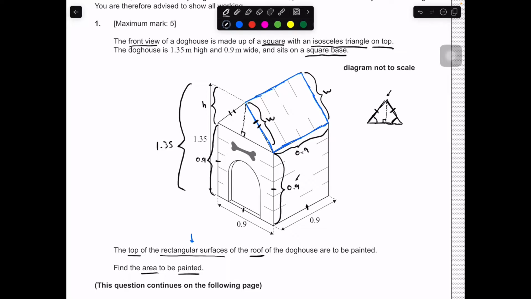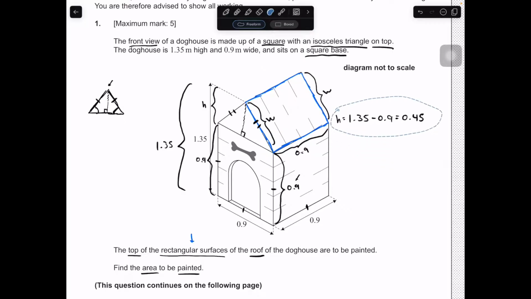So what do we have? Given a 5-mark question, we'd probably want to put this in. The height of this triangular portion is going to be the missing piece that we need to fill in. So 1.35 minus 0.9, and that would give us 0.45. And if we could call it h, I suppose we can. I'm going to move this to the side. It might be useful again, but I'll leave that for now. Okay, so there's our height right here, 0.45, and we can write that in. This is 0.45. So we have a right angle triangle. We know one side length.